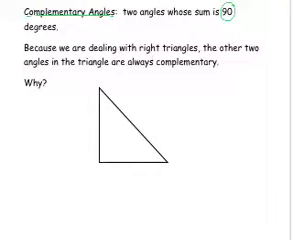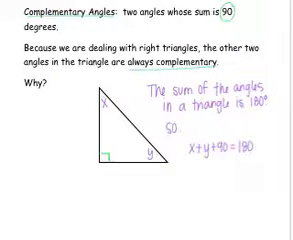So because we're dealing with right triangles, the other 2 angles in the triangle are always complementary. I want you to think about why. So go ahead and think about this right triangle right here, because we're dealing with right triangles. The other 2 angles in the triangle are always complementary. See if you can come up with a reason why.